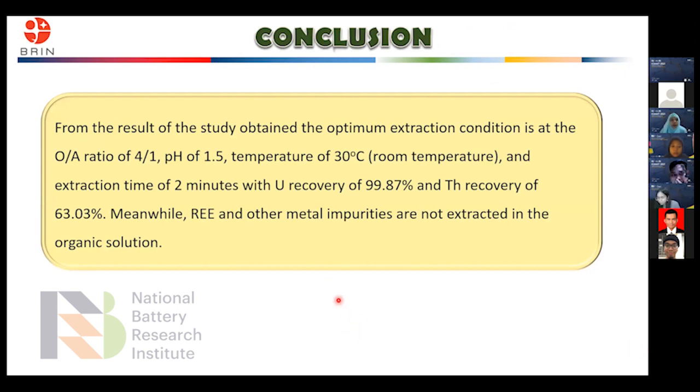The conclusion from the result of the study obtained: the optimum extraction condition is an organic-to-aqueous ratio of 4:1, pH of 1.5, temperature of 30 degrees Celsius, and extraction time of 2 minutes, with uranium recovery of 99.87% and recovery of thorium 63.03%, while REE and other metal impurities are not extracted in the organic solution.